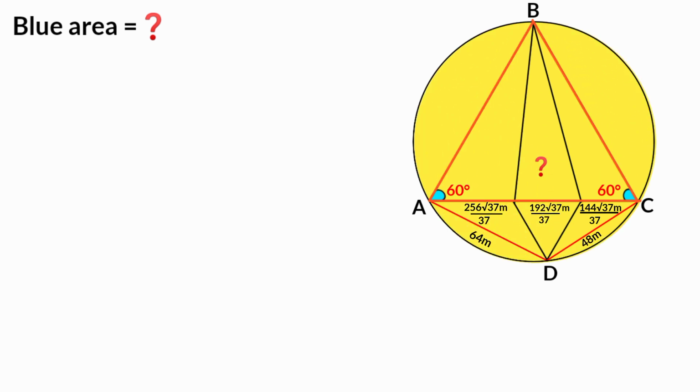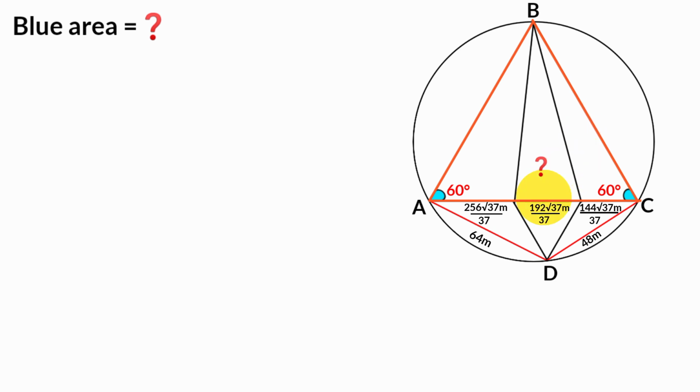Back to this triangle ABC. Now we know, since this angle and this angle are 60 degrees each, the third angle will be 60 degrees as well. That makes the triangle an equilateral triangle. We know all the sides of an equilateral triangle are equal in length. That is, this side, this and this are congruent.